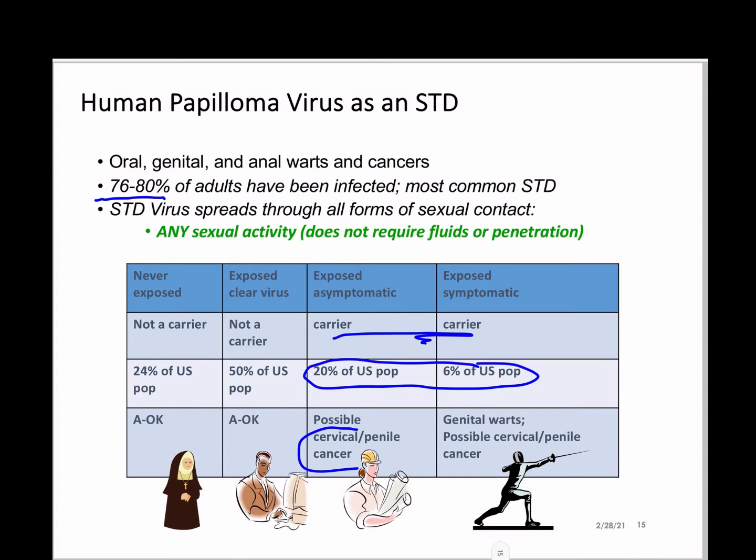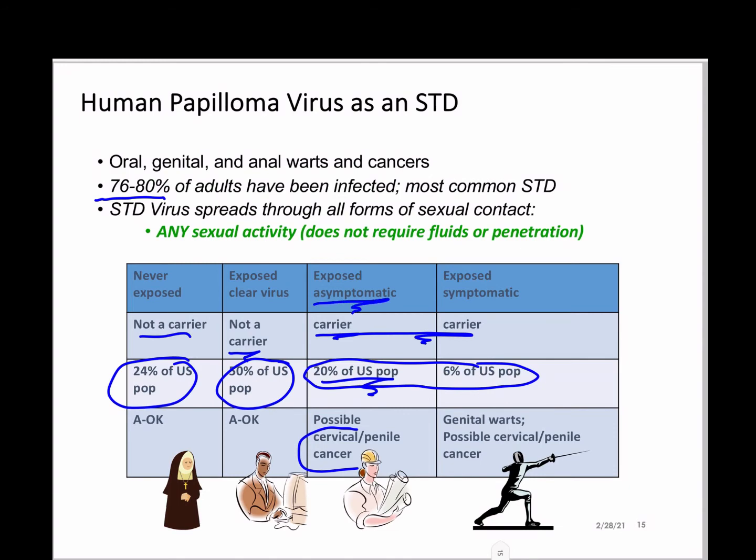So as far as our numbers here, 24% of the US has not been exposed and therefore not carriers. 50% of the US population has been exposed, cleared the virus 100%, no latent virus, so not a carrier. 20% of the US population has been exposed, has latent virus, is a carrier, can pass it on to other people, but is asymptomatic, so they have no idea they have it.